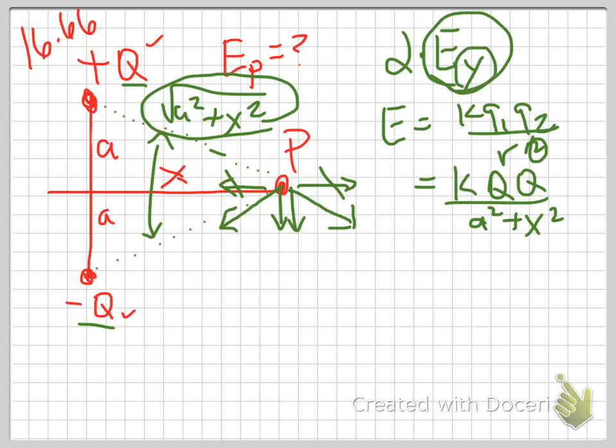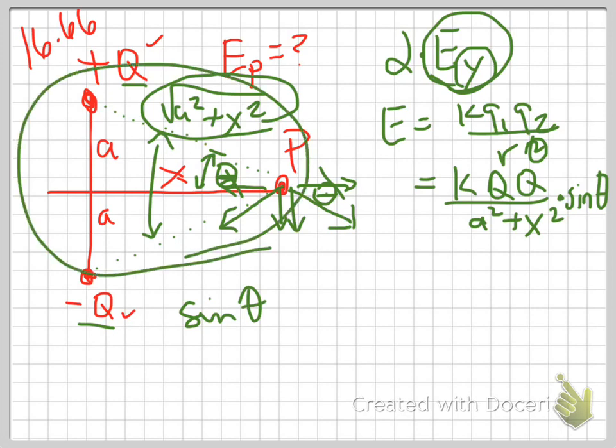The y component is going to be that answer times the sine of theta, where theta is this angle right here. And if you think about it, this theta is the same as this theta here. And so if this is theta, the sine of theta, if you look at the entire picture here, is opposite over hypotenuse, right? So opposite over hypotenuse is a over the square root of a squared plus x squared.